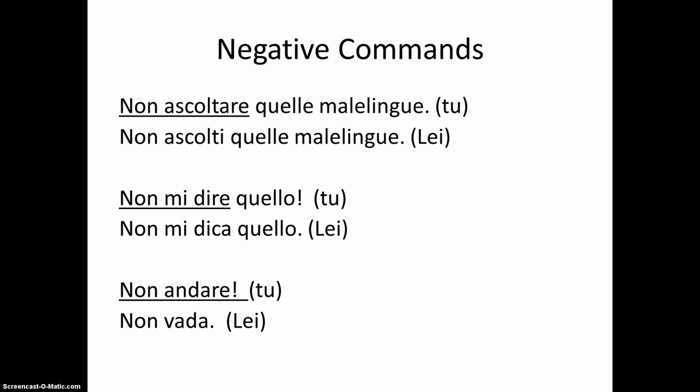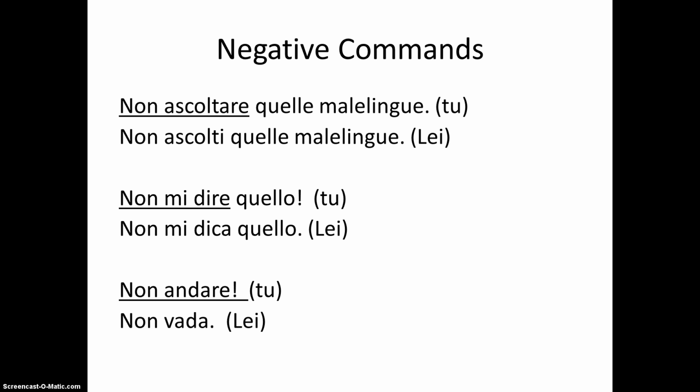Finally, let's take a closer look at how the command form is used in the negative and how it is used in the noi form. Negative commands are formed in the same way as positive commands in all forms except the tu form. Let's have a look. Non ascoltare quelle malelingue. This was an example from the first slide we saw. Here you see that in the tu form, the verb is not conjugated. The verb ascoltare remains in its unconjugated form. But if we were to look at it in the lei form, you see that it is conjugated. Non ascolti quelle malelingue.